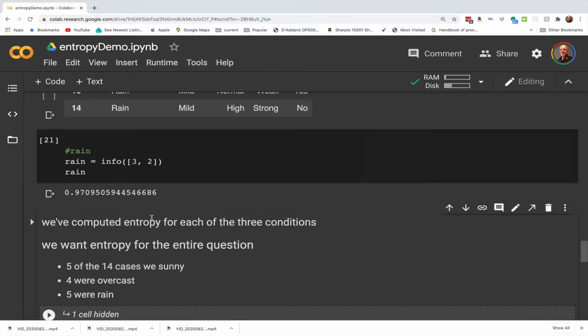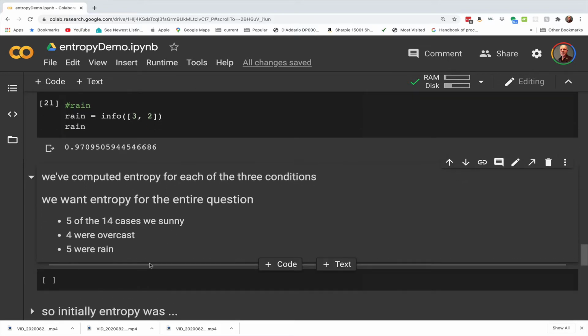All right, so now we've computed entropy for each of the 3 conditions. And we want, though, the entropy for the entire question, not just what's the entropy when it's sunny, but what's the entropy after we ask the question, what's the outlook? And for that, we need to know the percentages in each of these cases. How many sunnies were there, how many overcast, and how many were rain. And I counted those right as we see right there, that 5 of them were sunny, 4 were overcast, and 5 were rain. So we're going to weight each of these based on how many occurrences there were in each category, the category of sunny, overcast, and rain.